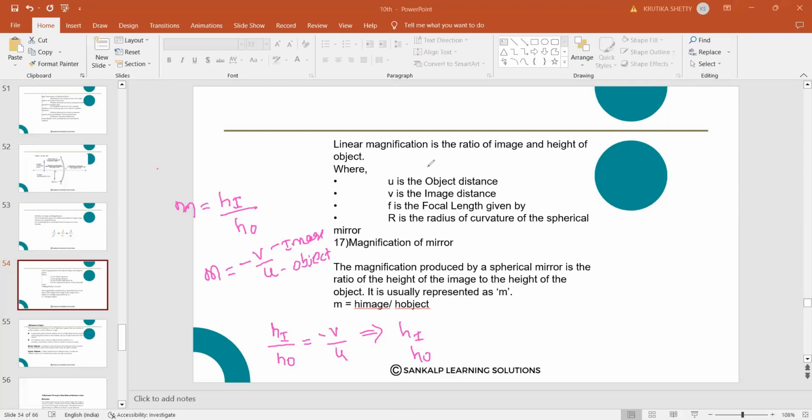Yes. So is there any doubt in the sign convention, mirror formula and the magnification? I hope you are understanding. I'll go for the next concept.